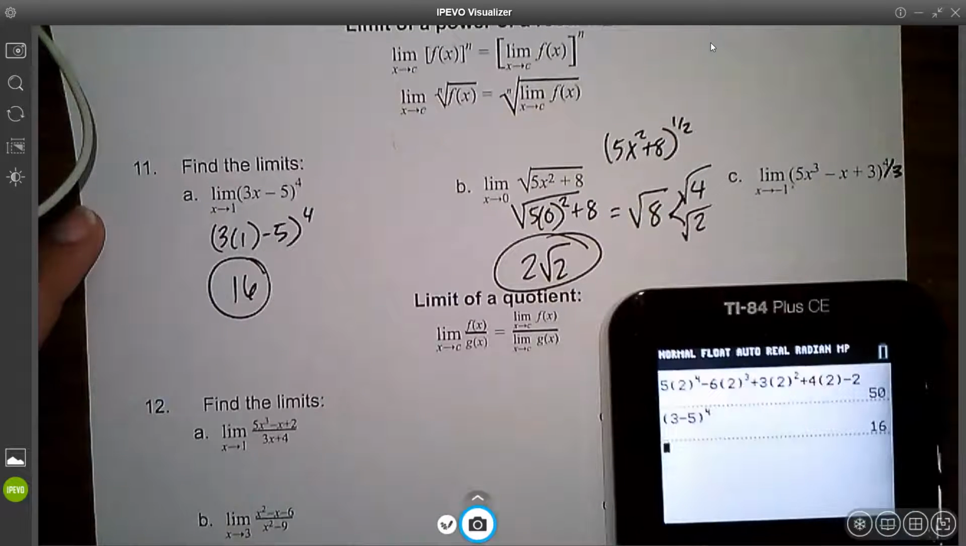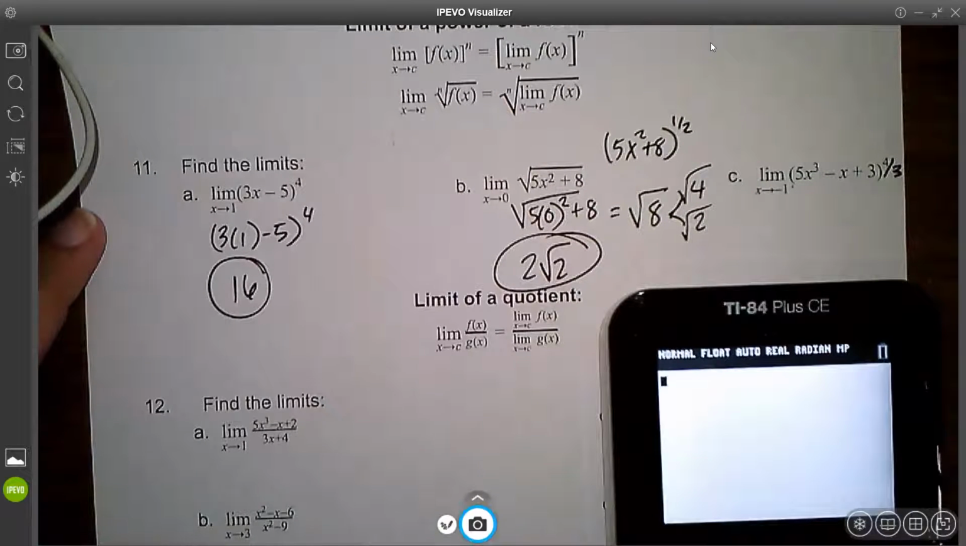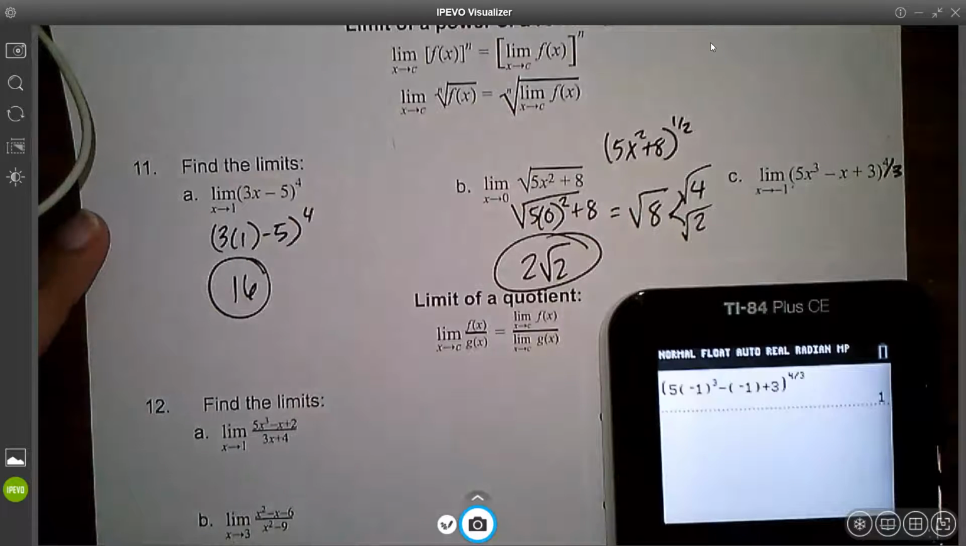And then that last one you can just plug into your calculator. You're plugging in -1. So you have 5 times -1 to the third minus -1 plus 3, and this is all to the 4/3 power, and you just get 1.